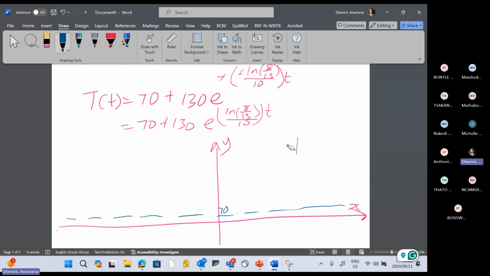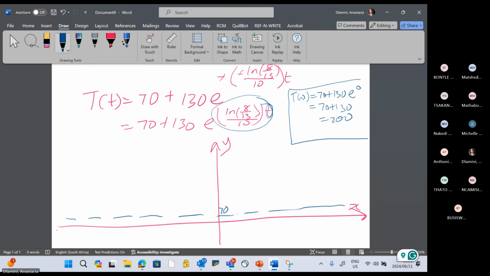Thank you. Graph 2. Now, where is the y-intercept? Zero comma 130. 200. Someone said 200. They are right, because remember, we let t equal 0. So then this is 70 plus 130 e to the power of 0. When you put 0 here, everything becomes 1. So then this is 70 plus 130, which equals 200. Meaning that, let's say 200 is here. Do you see that?